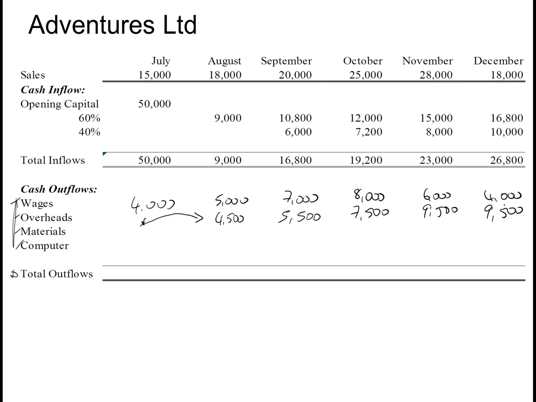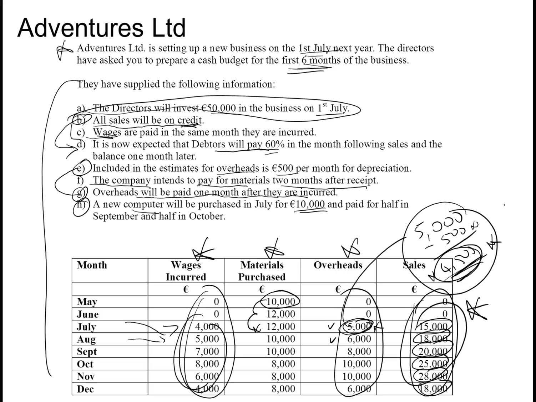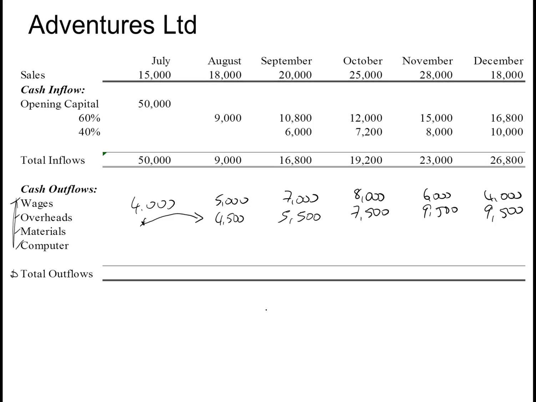The materials are slightly more straightforward in that we have the materials listed here, and we can see there, note number F, the company intends to pay for materials 2 months after they're incurred. So the materials from May get paid for in July, June paid for in August, July paid for in September, and so on across. So I'll just pop those figures in.